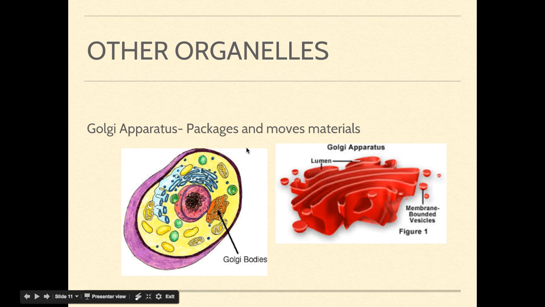The Golgi apparatus, this is a network of tubes that you'll see. It packages and moves materials like proteins that are made by the ribosomes. It will help move them. It'll package them so that they can be moved outside of the cell or within the cell.